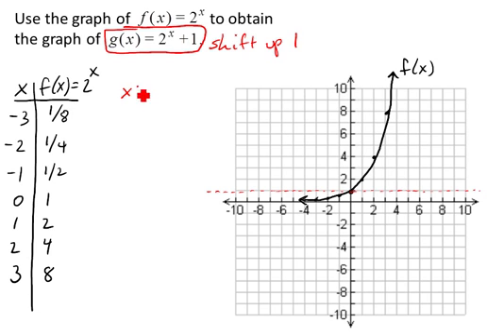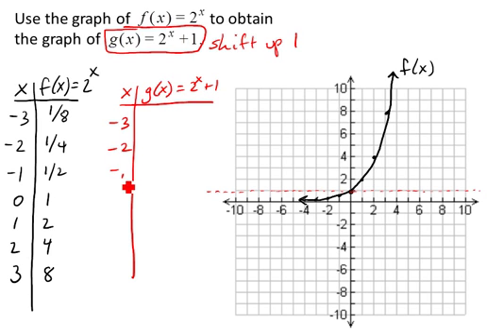Now because my shift is only up 1, I could set up a table of values for the function g of x in which I can plug the same numbers in for x that I did for the function f. Because I'm going up, that's not really affecting the x-coordinates. It's only going to affect the y-coordinates. So if I plug a -3 in for x, 2 to the -3 power is 1/8 plus 1, so that's 1 1/8, or 9/8.